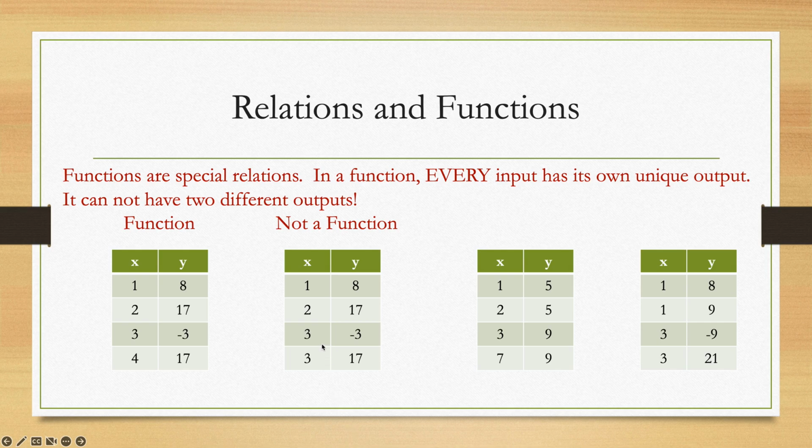Here's an example of not a function and what I mean. This is not a function because of the 3. I don't care about the 17. I care that 3 goes to both negative 3 and 17. That's not allowed. That's a relation. It's not a function. So take a look at the next 2. See if you think they're functions or not.